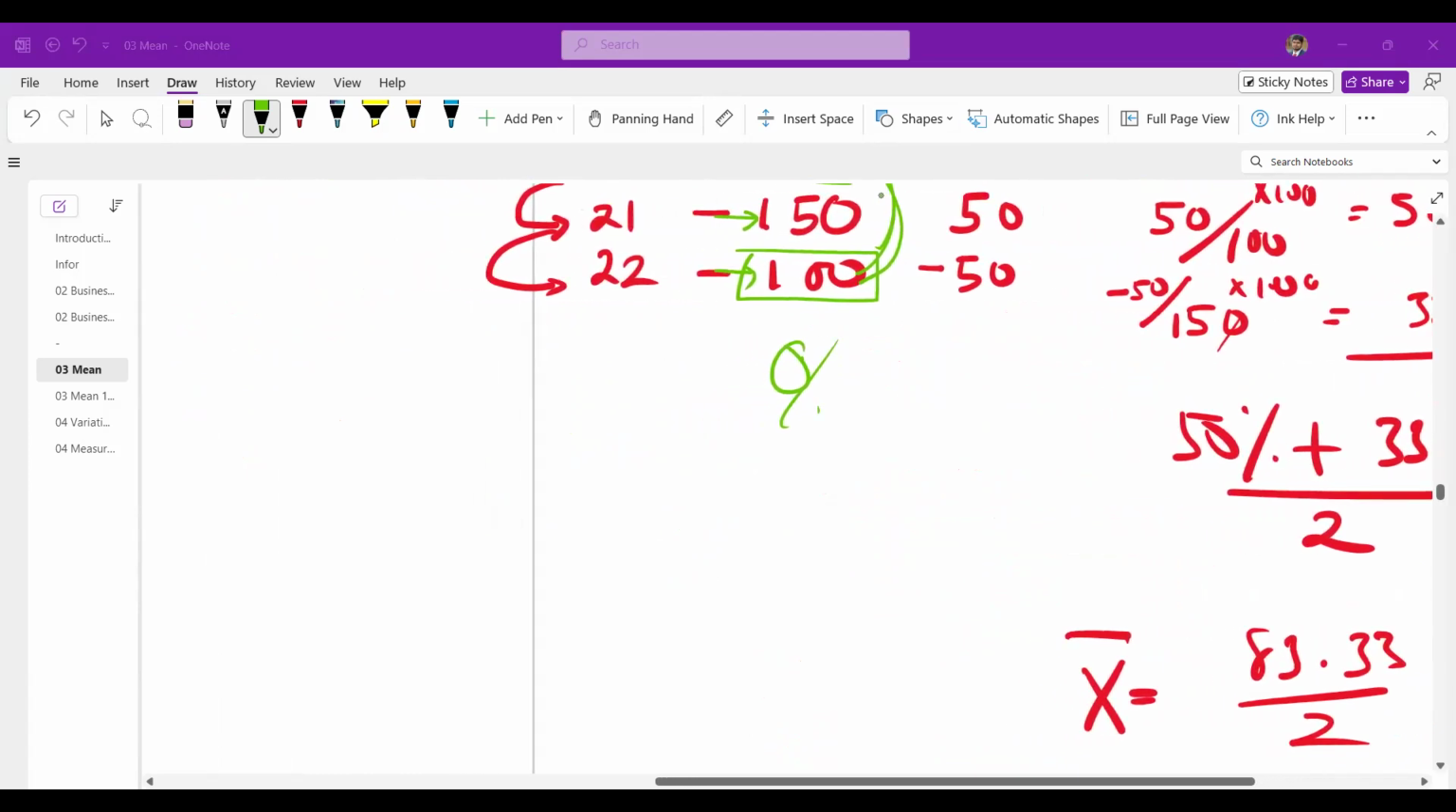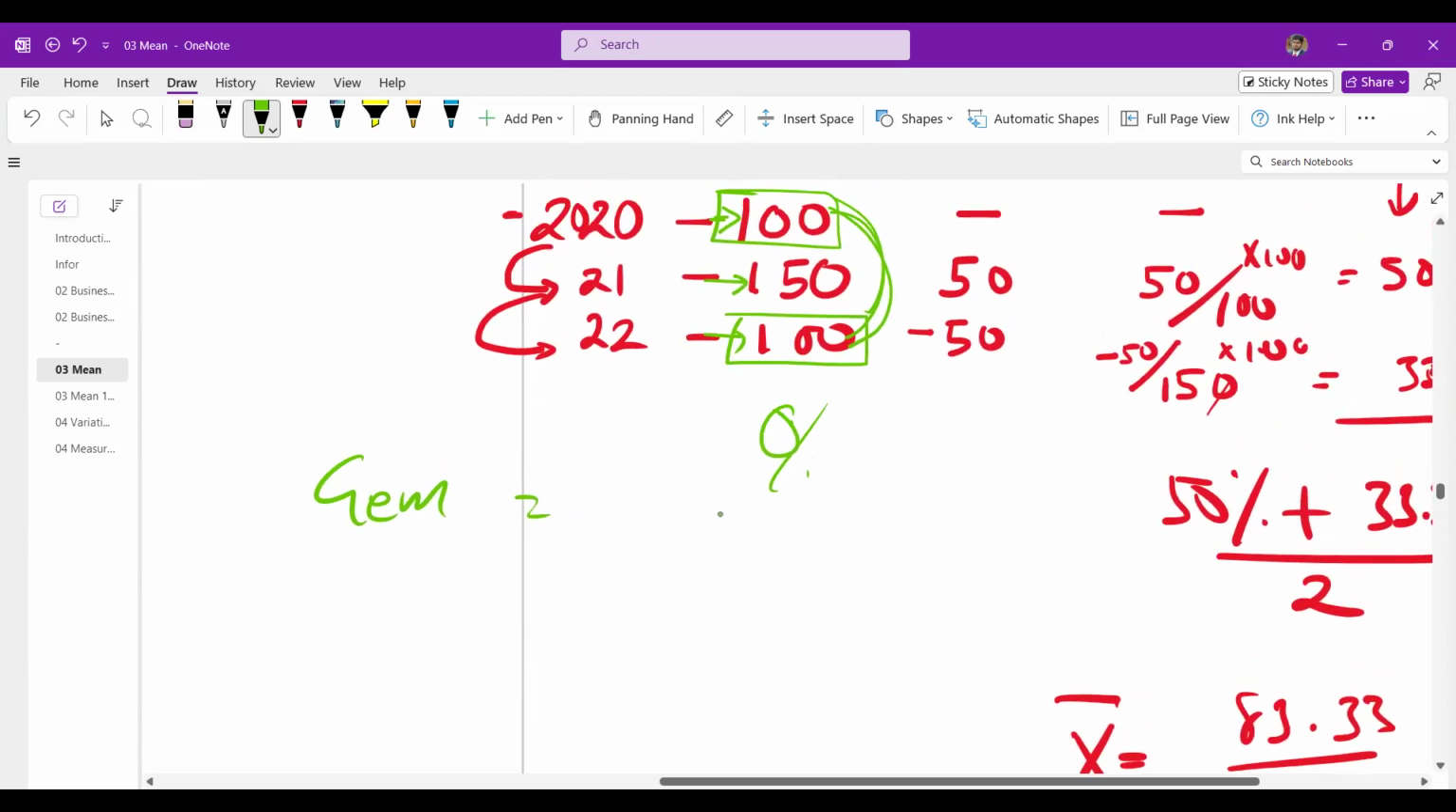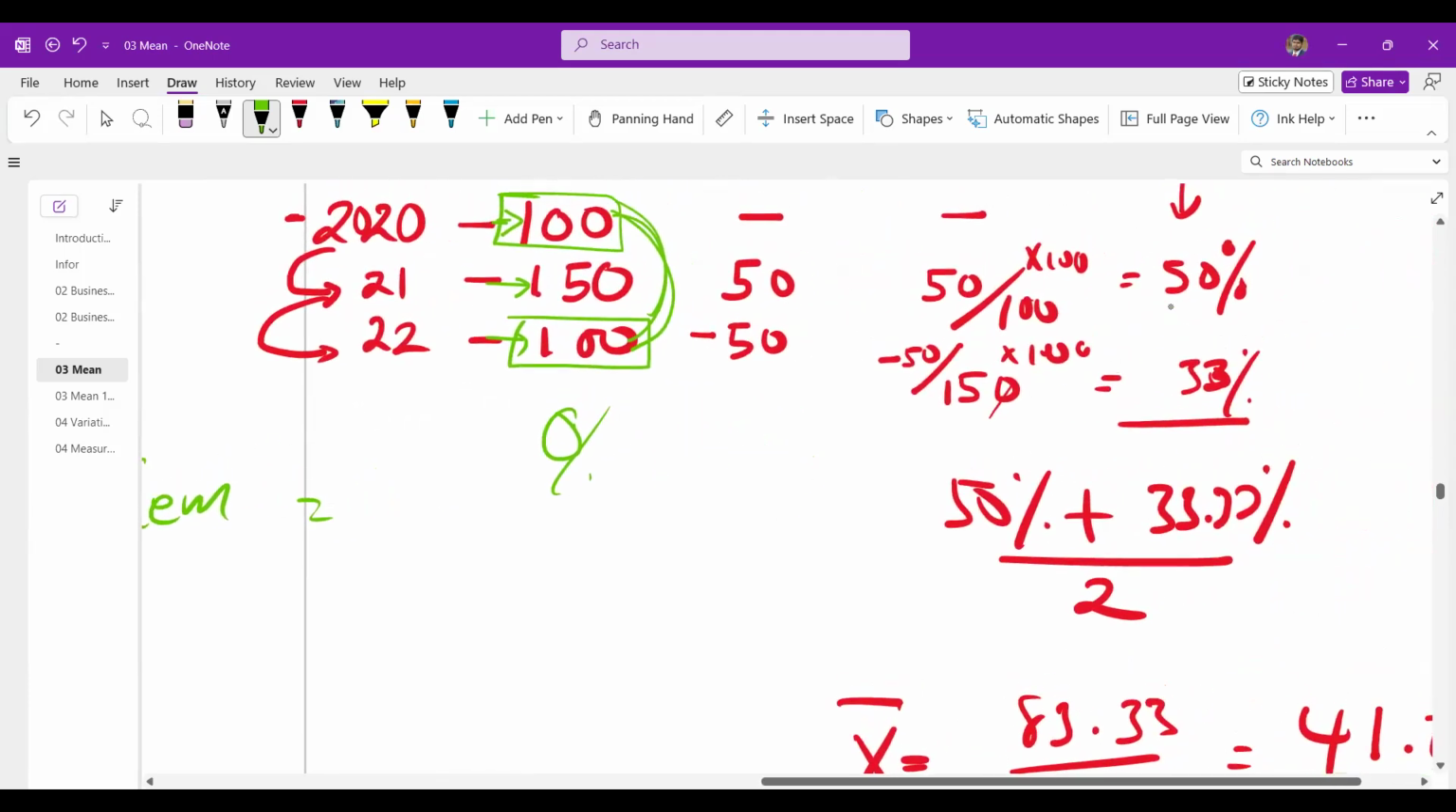So in these instances, we can apply a different formula called geometric mean. How to calculate it? The first return is 50%, so we take 1 plus 0.5, multiplied by 1 minus 0.33, the 33.33%.